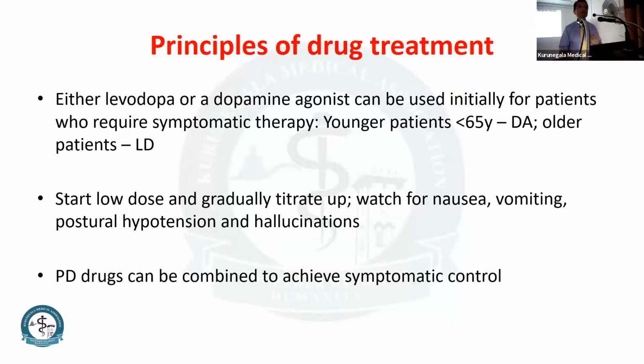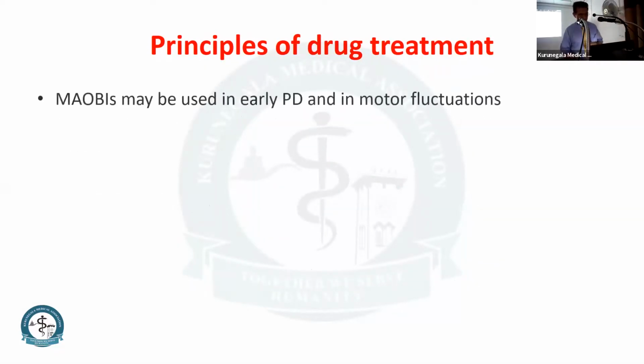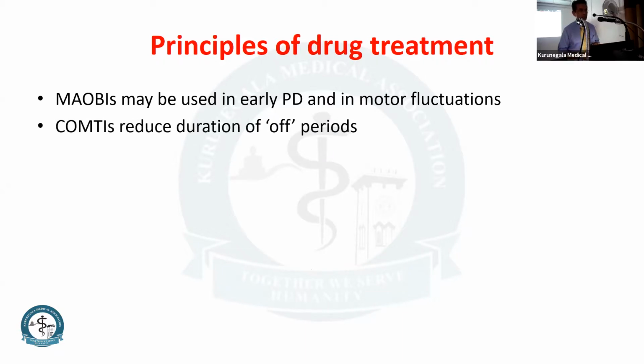Parkinson drugs can be combined. So we sometimes combine levodopa with a dopamine agonist, or levodopa with the other classes of drugs that I showed. Monoamine oxidase B inhibitors may be used in early PD or motor fluctuation, but they are not as effective as levodopa, as I told you. Catechol-O-methyltransferase inhibitors are used when the duration of the action of the drugs becomes shorter and shorter. To prolong it, we use drugs like entacapone.